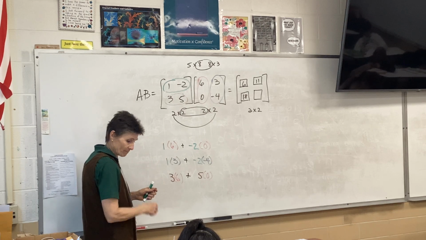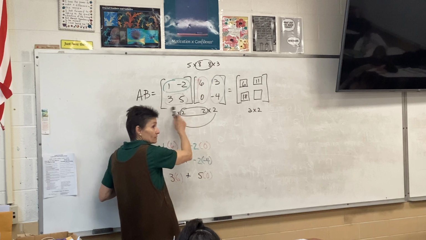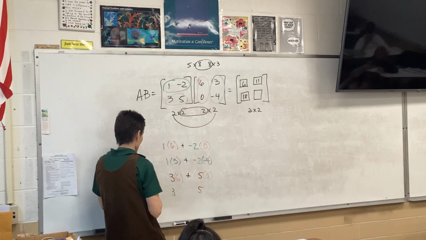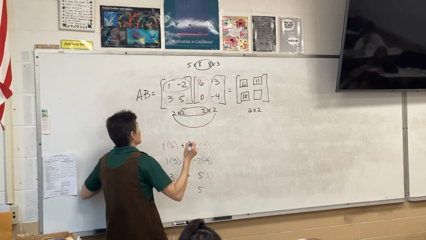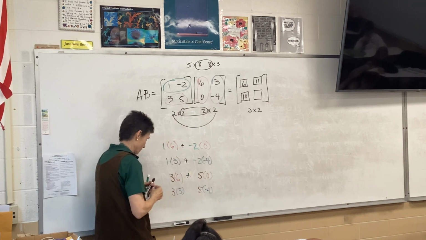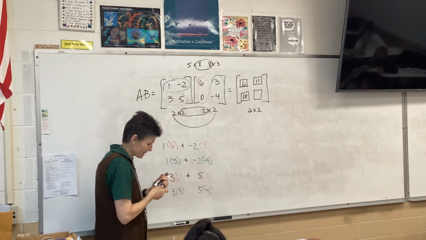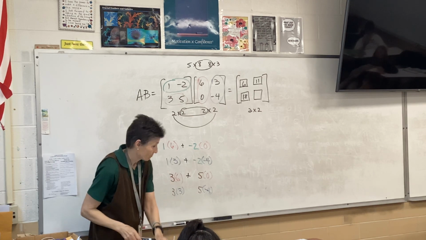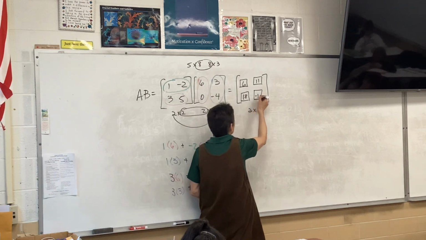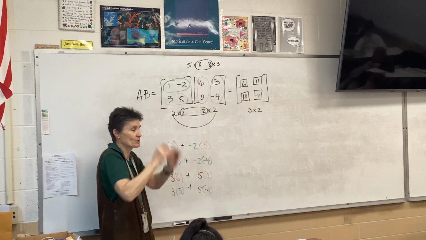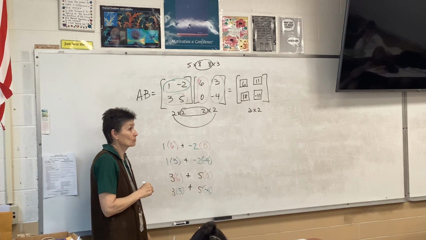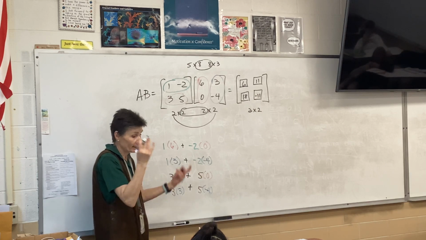And then finally, I'll take brown times blue. First row, second column. Add them together, and what do I get? -11? Coincidence? There's nothing going on there, that just happened. Okay, multiplication is a pain in the butt, but that's how we do it.